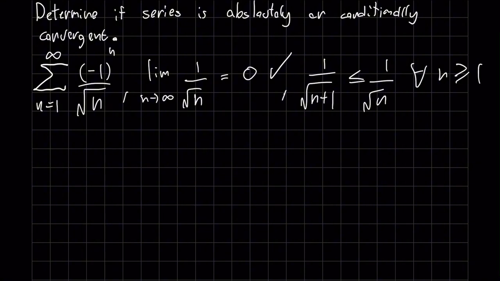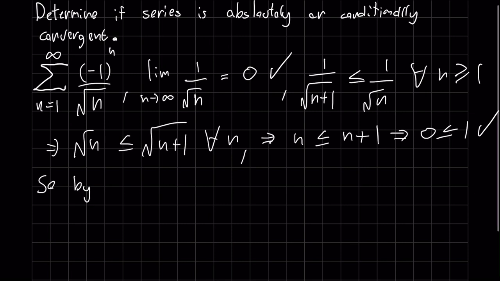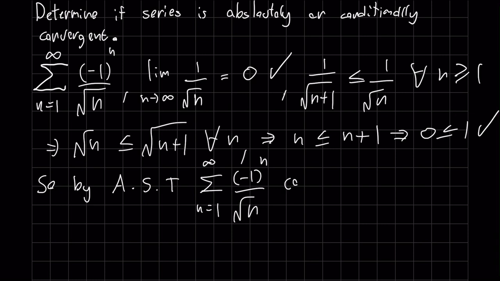So if this inequality is true, then that tells us that the square root of n is less than or equal to the square root of n plus 1 for all n. But you notice you can cancel the square roots. So this tells us that n is less than n plus 1, but the n's will cancel and we have 0 is less than 1, and that's a true statement. So by the alternating series test, the sum from 1 to infinity of minus 1 to the n over the square root of n converges.